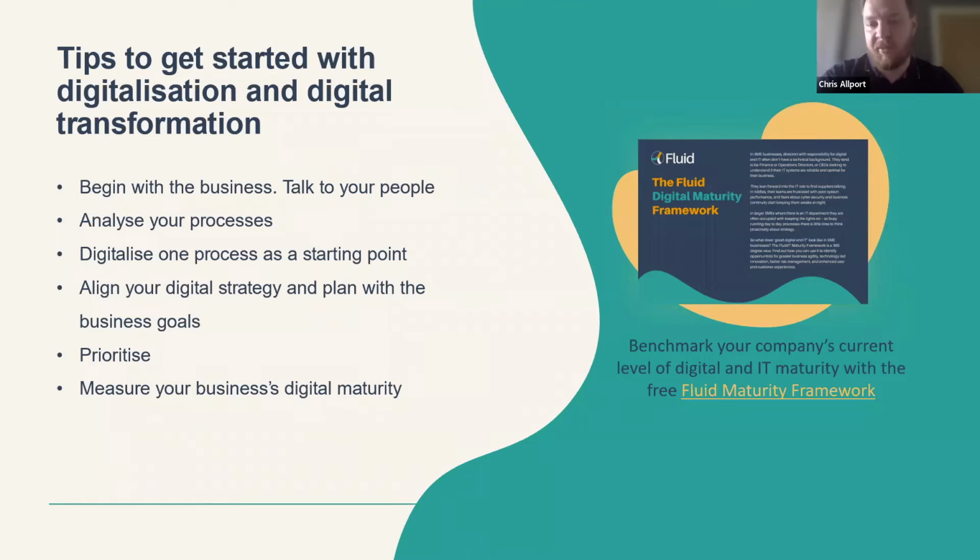So some tips to get started. Begin with your business. Talk to your people. It sounds obvious, but digital technologies are tools to create business value, whether your ambition is efficiency improvement or expansion into new markets. Your people likely already have ideas about how to improve their jobs. So start there. Analyze your processes to understand what's working well and where technology can increase productivity and efficiency. And don't try and boil the ocean. Digitize one process at a time and start there.